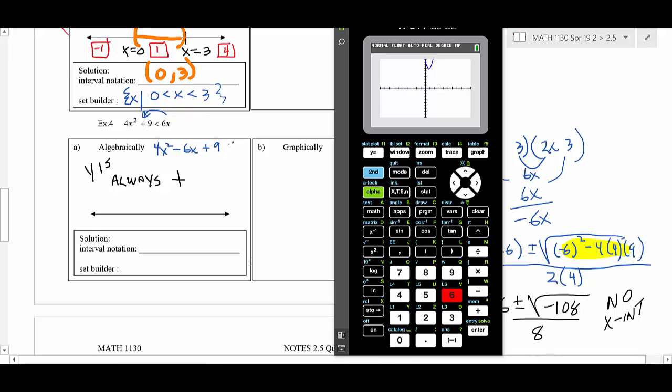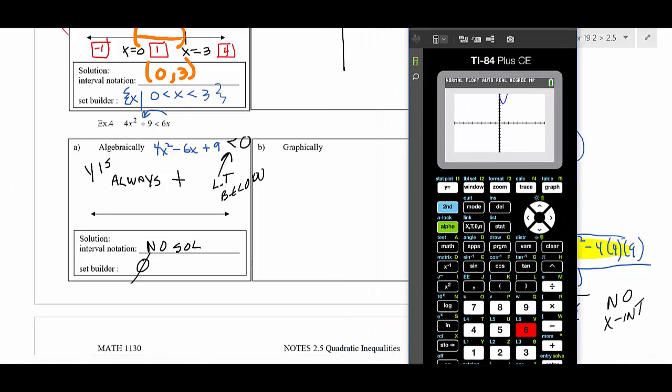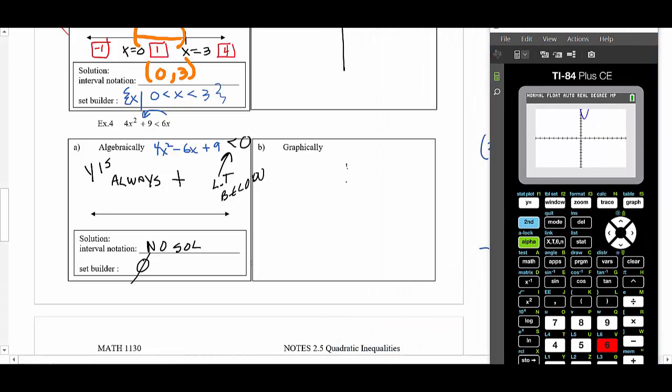Now, see, this is less than 0. So less than would be below the x-axis. Well, it's never below the x-axis. So that means there's no solution. Okay, so you just write it that way. You just write it in words. Set builder, you can just do the empty set symbol like that. Okay, so graphically, that's what you'd have to see on this. And you don't have to draw a very accurate graph. I don't care. If you draw a picture like that, that's good enough.